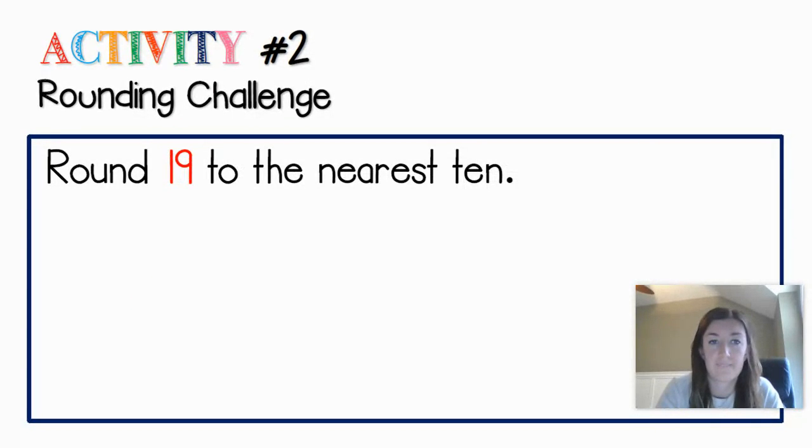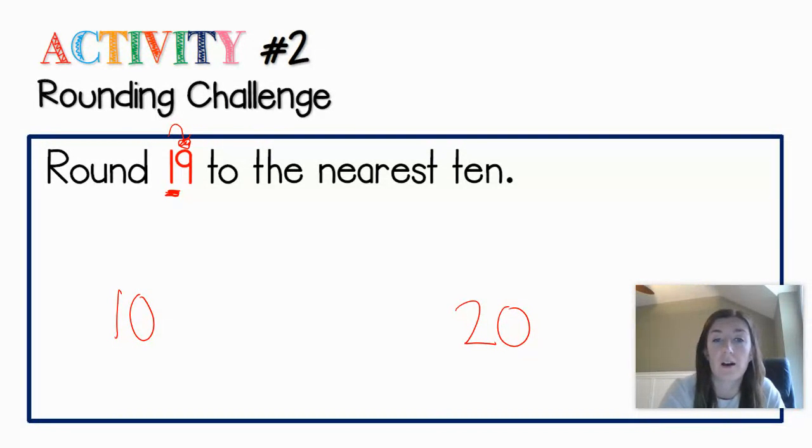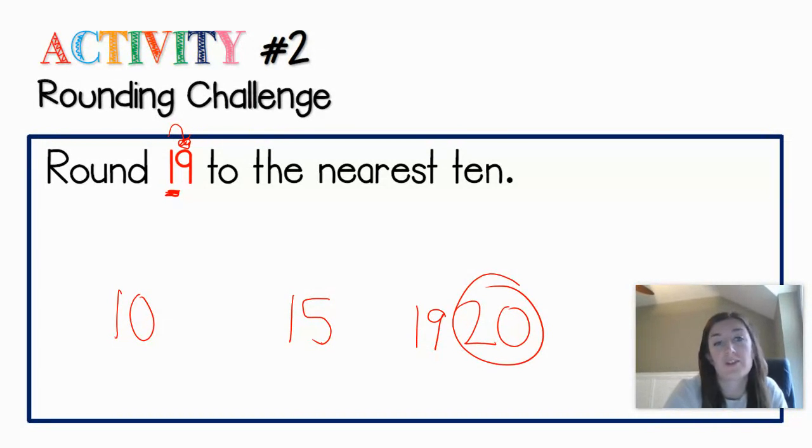Okay. Next, 19. Okay, so we underline the tens place, look to the right, and we see a 9. So let's think, are we going to round it down to 10 or up to 20? Well, remember, if it's 5 or higher, we're going to round up. So since it's greater than 15, it's here at 19, we're going to round it up to 20. So that 1 bumps up to a 20. The 10 rounds up to a 20.